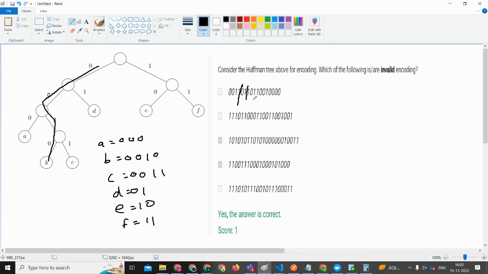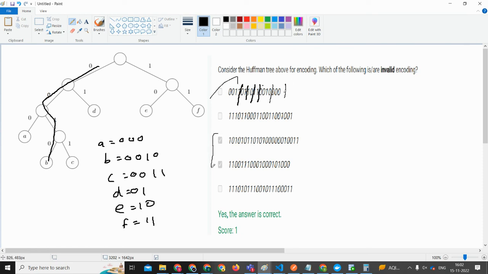Then 0, 1 we have, then 1, 0 we have, right? Again 1, 1 we have. So I'll just take this. Okay, next is double zero, 1, 0. Yeah, we have it, and we have a triple zero. Okay, so this is a valid encoding.